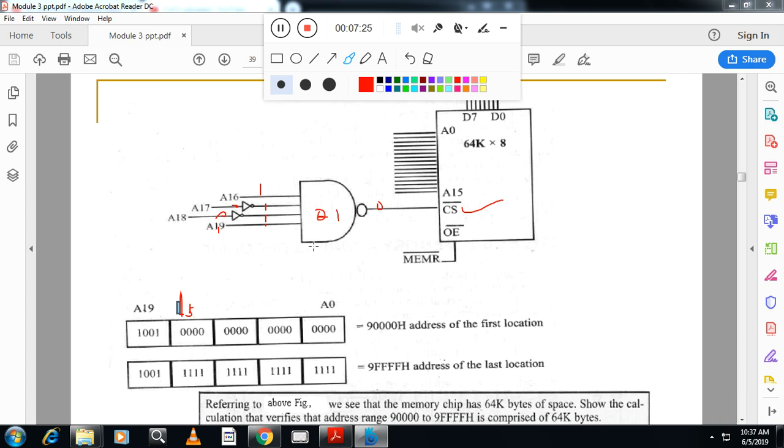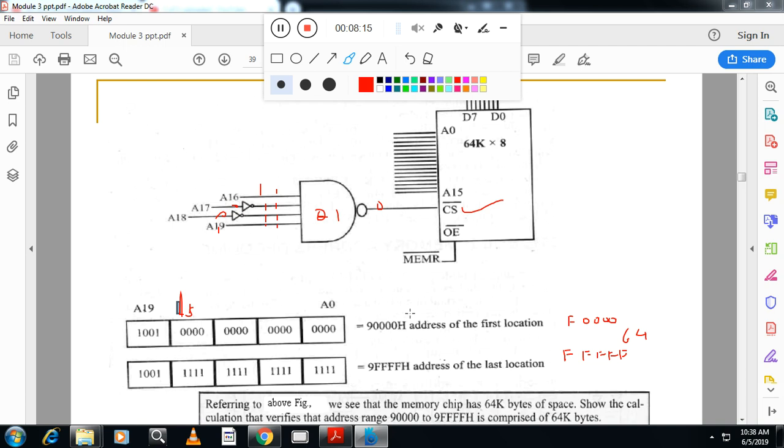What is the other way? The other way is without using inverter, if you put one here, then also it gives a 0. Then that will give a different range. That will give the range something like F0000 and F this range. Try to understand. We got one more range of 64K.